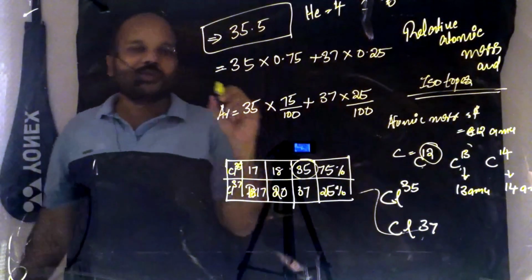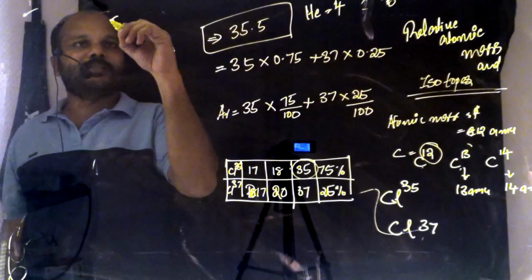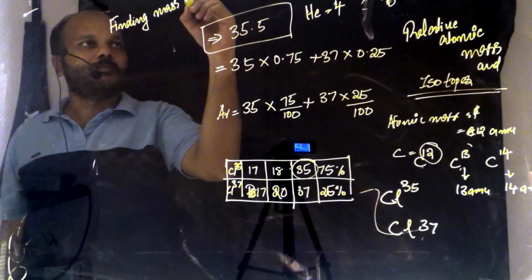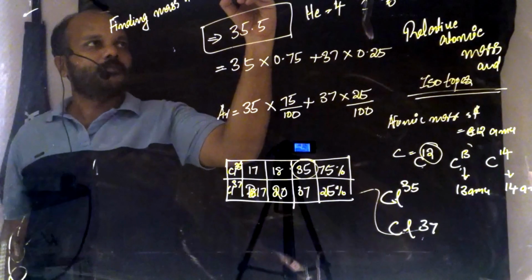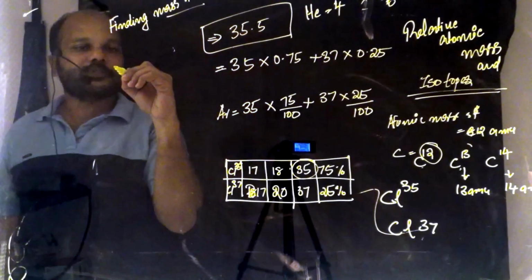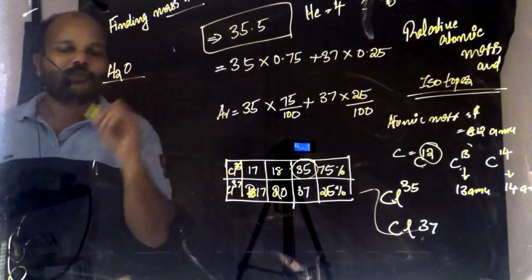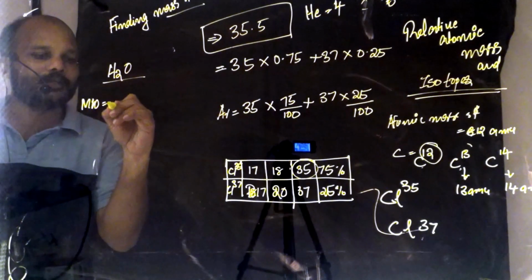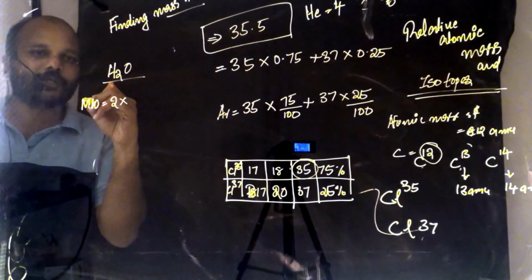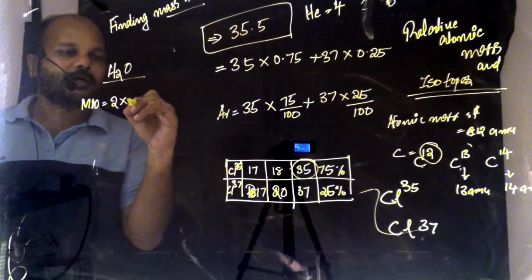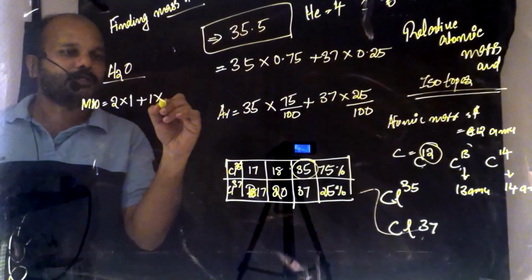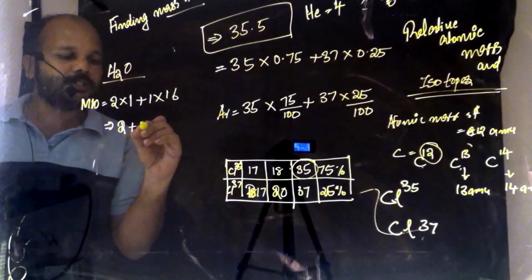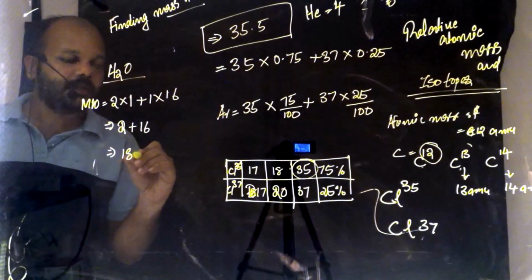Now if I ask you to find the molecular mass, for example, H2O. How to find the mass of molecules? Here, H2O molecular mass is equal to 2 into the mass of hydrogen, since 2 hydrogen atoms are there, which is 1, plus 1 into the mass of oxygen, which is 16. So you will get 2 plus 16, so that is going to be 18 atomic mass unit.